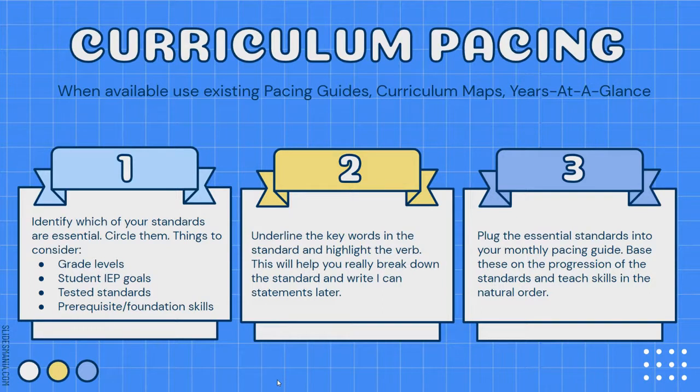Once you plug in those essential standards into your month by month calendar, you'll begin to be able to see how much time it's going to take you to be able to get through that. And as you plan out these lessons, this is where you then need to break down this essential standard. What's my lesson that I need to do? How much time am I going to have to spend doing this lesson for my students to understand that?